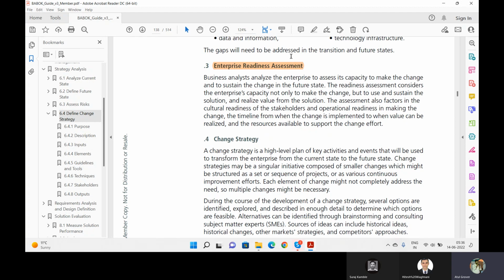Like if you roll out a survey, if any company rolls out a survey that how many of you need goodies and parties, people will respond. Maximum public will respond. But instead of that, if you're sending a survey, guys, we are trying to reopen the office, how many of you are happy to come back, how many days? The response percentage is very low, because logo ko pata hai, agar maine survey bheja, to mujhe bula lenge. Your decision will be done ki aapko office aana hai. So business analyst analyzes the enterprise to assess its capacity to make the change and sustain the future state.